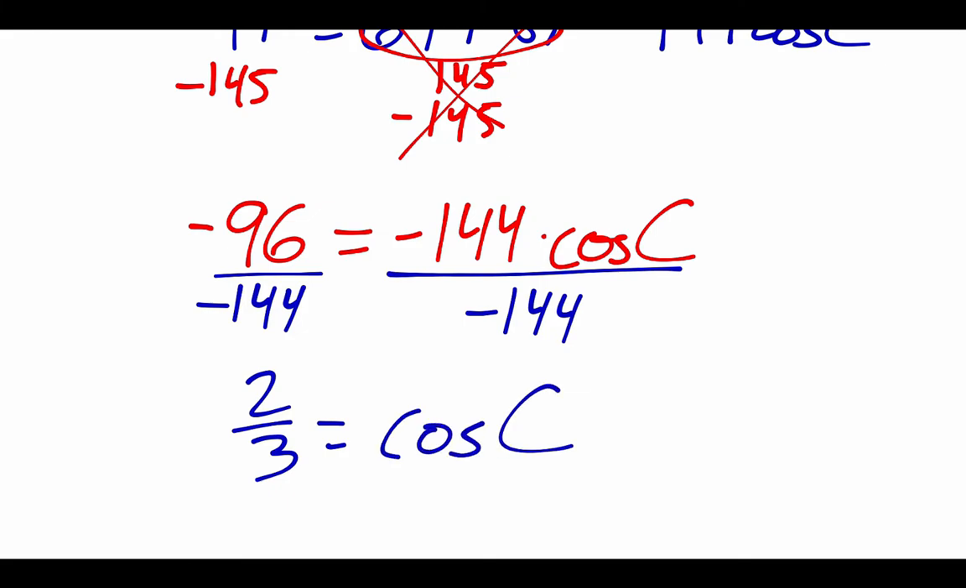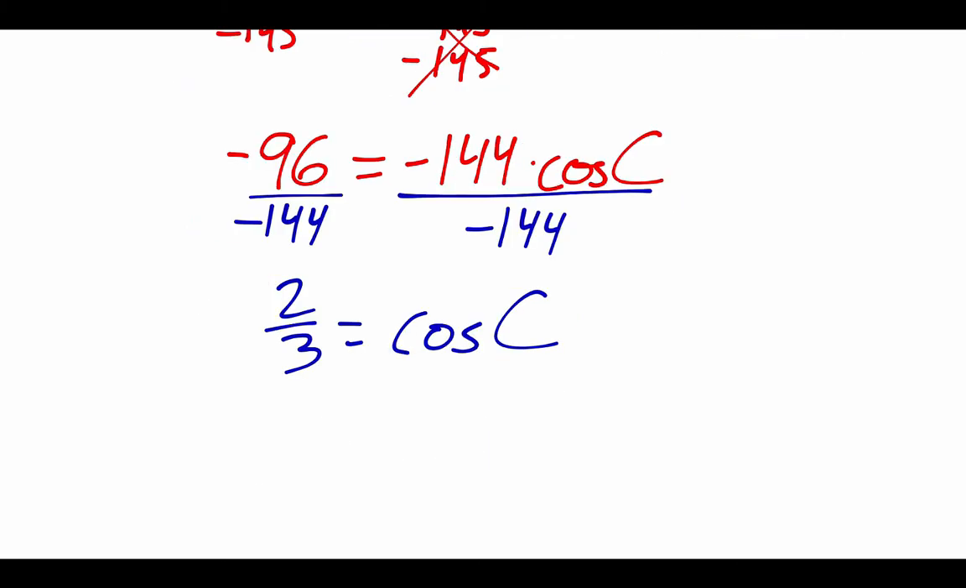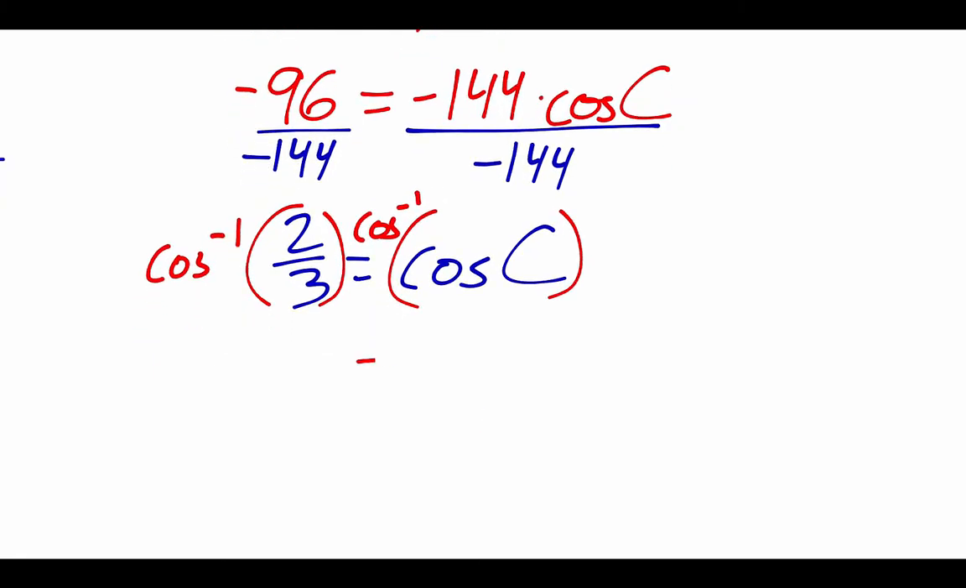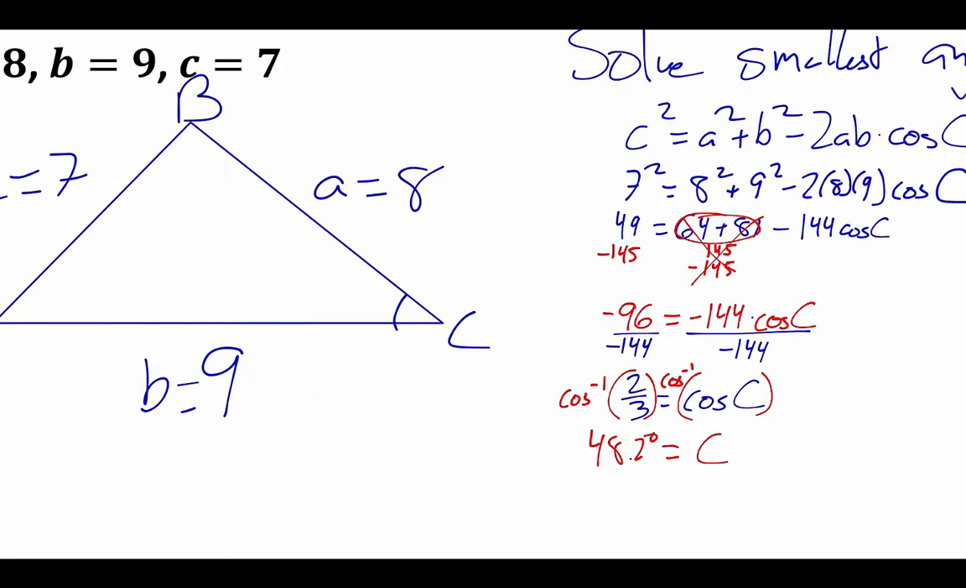Now we haven't dealt with this in a couple of days. How do we get rid of the cosine? The best way to get rid of a cosine is to take the inverse cosine. So I'm going to take the inverse cosine on both sides. On our calculator, we'll type in the inverse cosine of 2/3, and that'll give us angle C, which ends up being 48.2 degrees. So let's label that 48.2 degrees. Honestly, that looks like it could be around 48.2. Not bad.